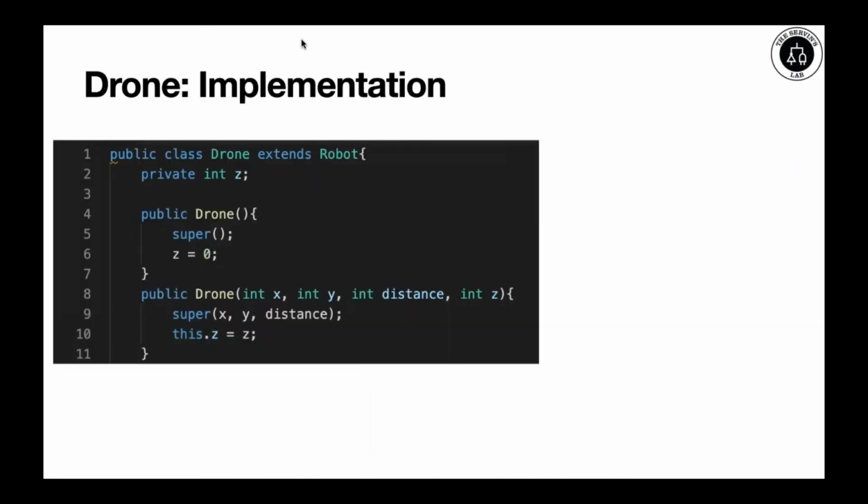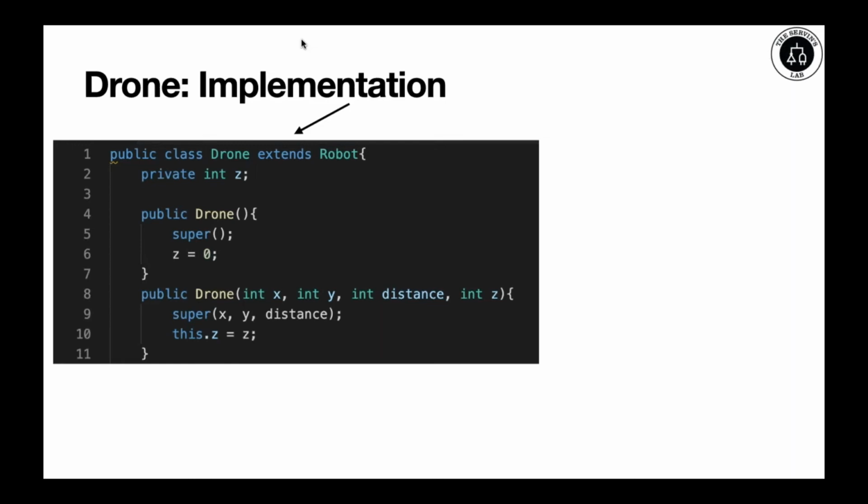How does this look in the implementation? When you define a class drone, the word extends must be right before the superclass that we're going to inherit. In this case, it will be robot. Extends will permit this contract that allows us to basically say, hey, I will inherit everything that comes from robot.